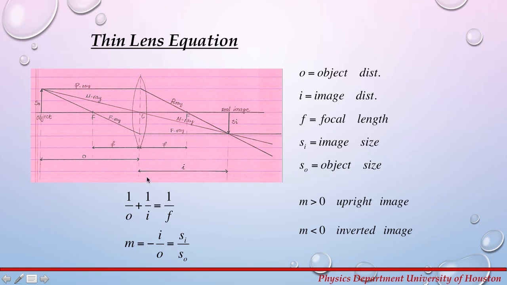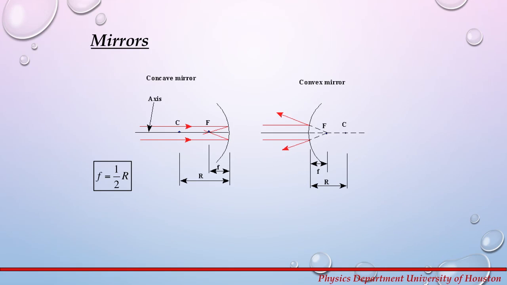Knowing the magnification for your lens, you can tell if your image is upright or inverted. If the magnification of the lens is greater than 0, then you're going to have an upright image. And if the magnification of the lens is less than 0, then you're going to have an inverted image, like in our example here. Now let's talk a little bit about mirrors.